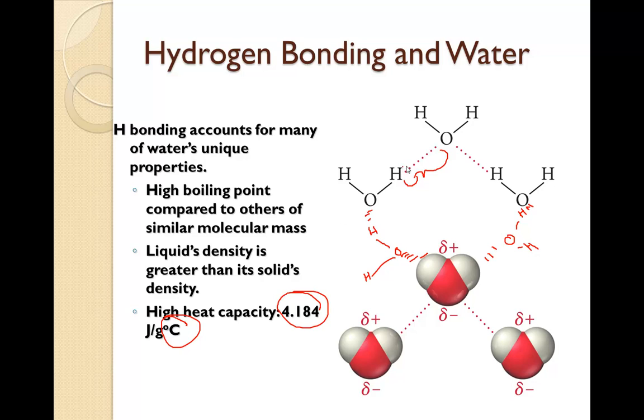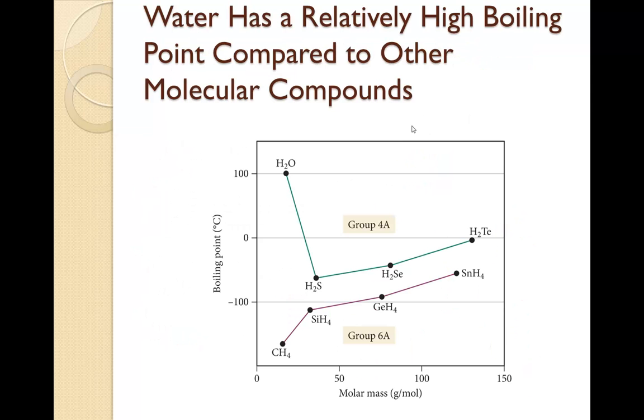Let's compare the boiling point to other compounds. These here are all in the same family: oxygen, sulfur, selenium, tellurium. However, oxygen actually has the highest boiling point, which is unique because it's the lightest. And that's all because of the hydrogen bonding.